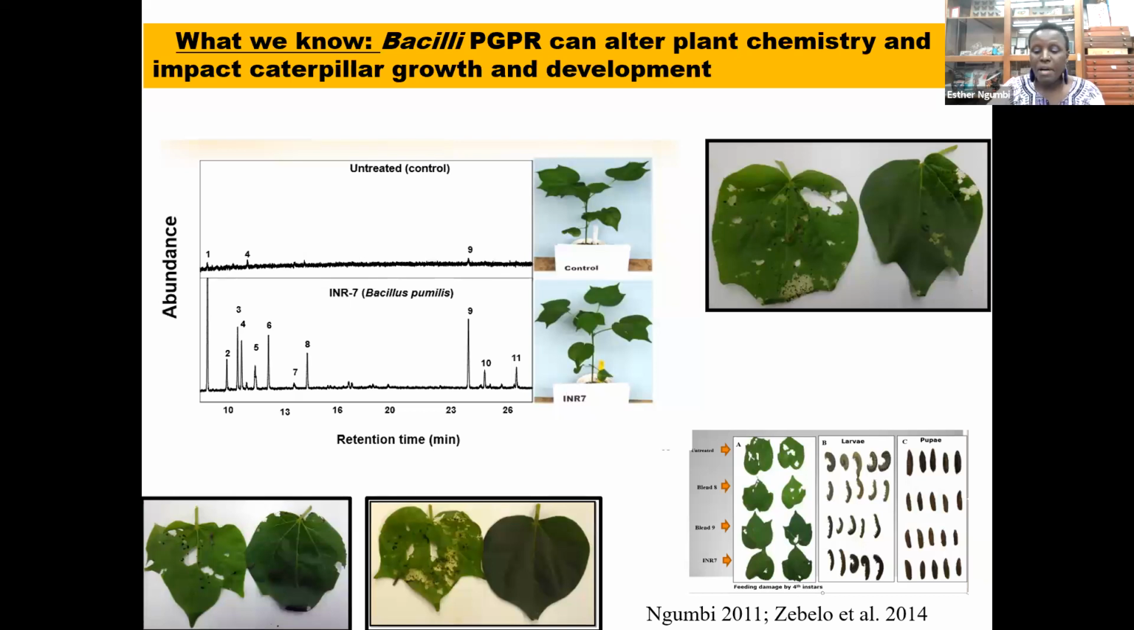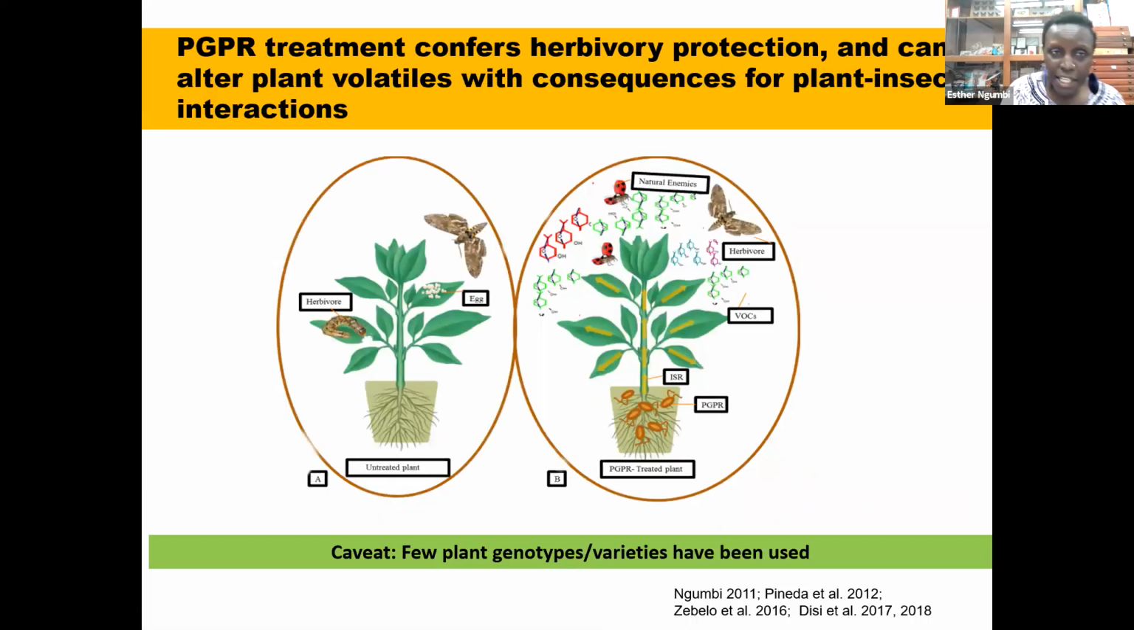And the work by Kate and other colleagues at Auburn truly showed that once you treat the plant with PGPR, the chemistry changes, the herbivores are repelled, and the natural enemies, the ants, are attracted. It was just really a neat system.